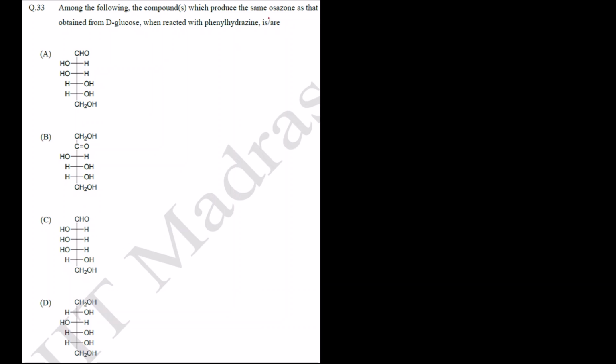So first of all, you must know some things like what is the structure of D-glucose, then what is phenylhydrazine. What is hydrazine? Hydrazine is NH2, NH2. What is phenylhydrazine? One of the hydrogens is replaced by a phenyl ring. Okay, this is phenylhydrazine. And what is D-glucose?